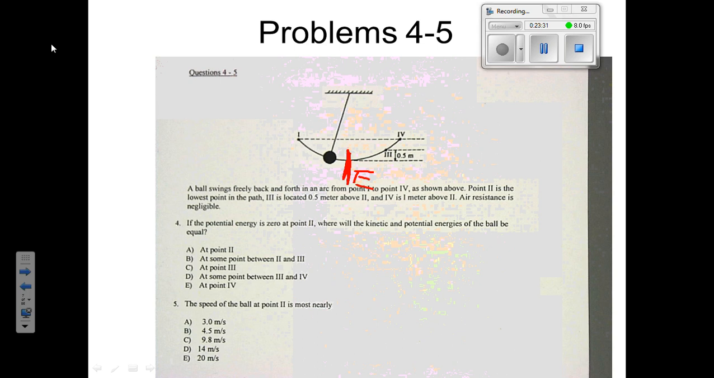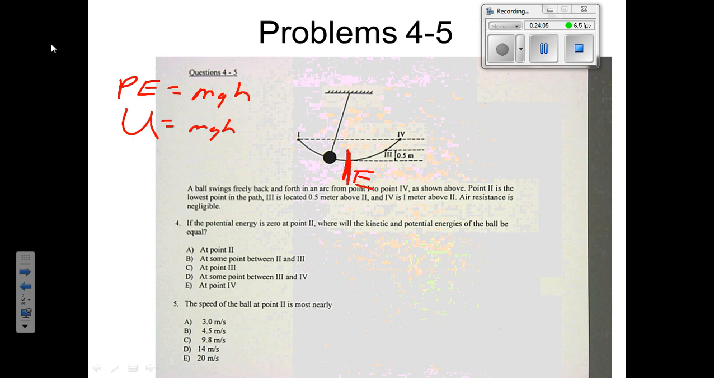How do we calculate potential energy? Your equation sheet is actually not using PE. It's using a big U. That's potential energy, but it's equal to what? mgh. So why is potential energy 0 at point 2? No h, right? No height. 0 height.